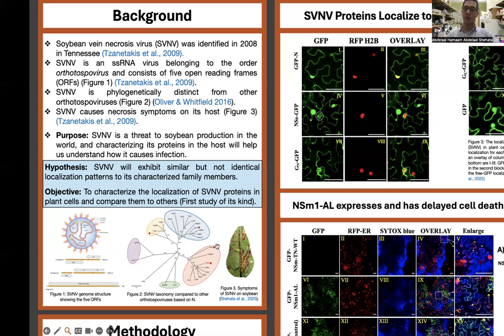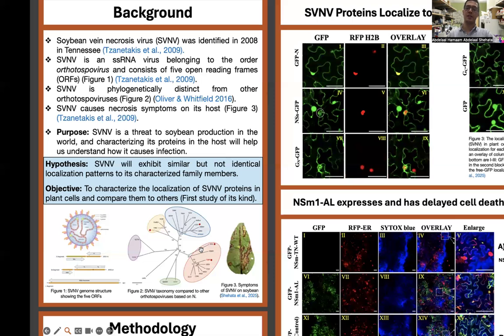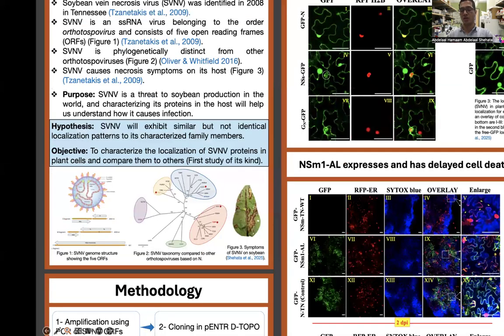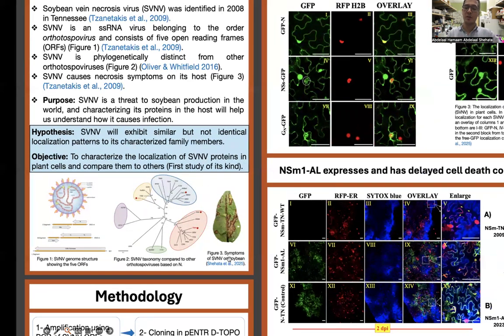When we look at the phylogenetic tree here, which was constructed based on the N protein, we see that SVNV has a very interesting clustering. It's not grouping with the big groups of orthotospoviruses. It's only clustering with necrotic mosaic virus. So this is very interesting. And the virus causes symptoms of necrosis, which is cell death that appears between the veins of the infected leaves. So these are the symptoms associated with this virus.